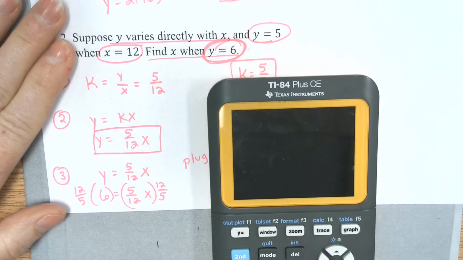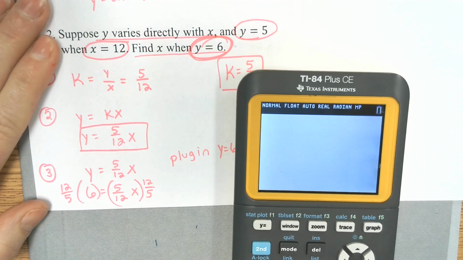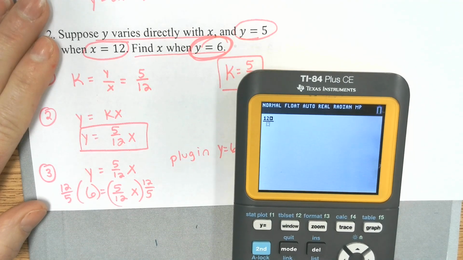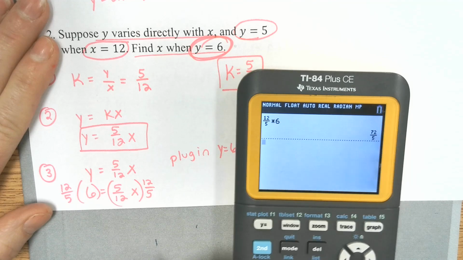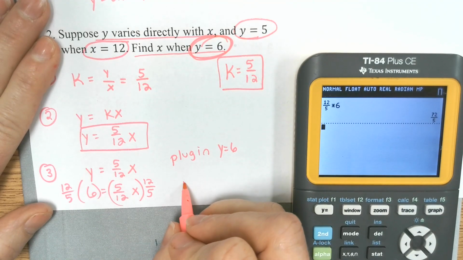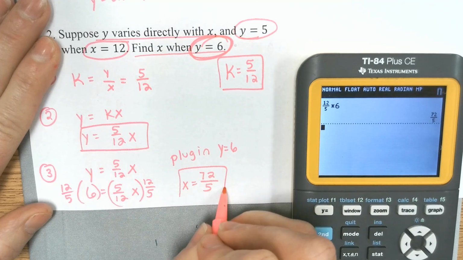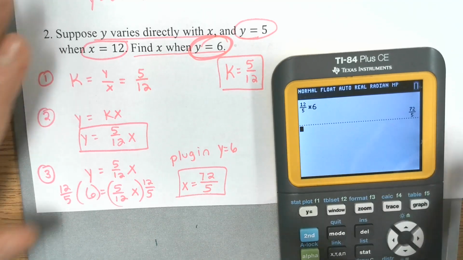So in our calculator, we're going to do alpha y equals, to get my fraction, 12 over 5 times 6. So x equals 72 over 5. And our calculator is going to give us our simplest form.